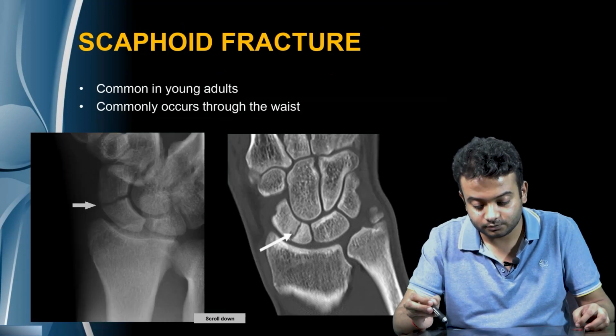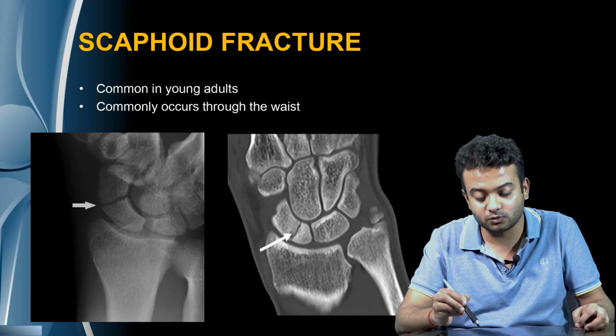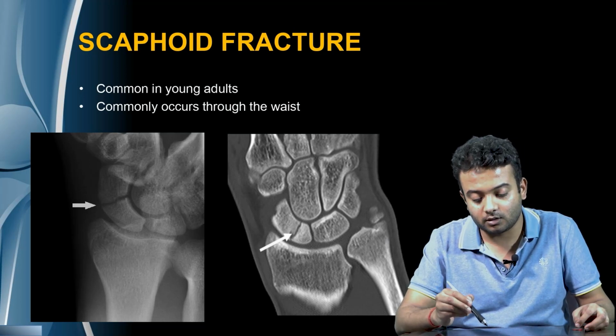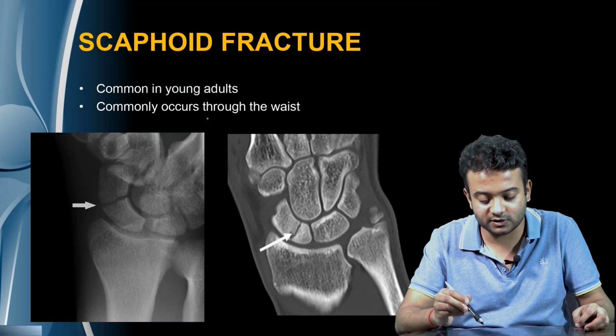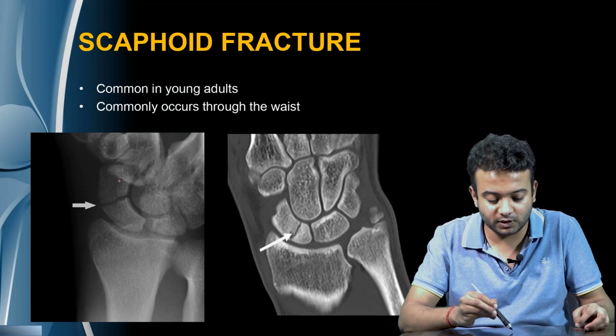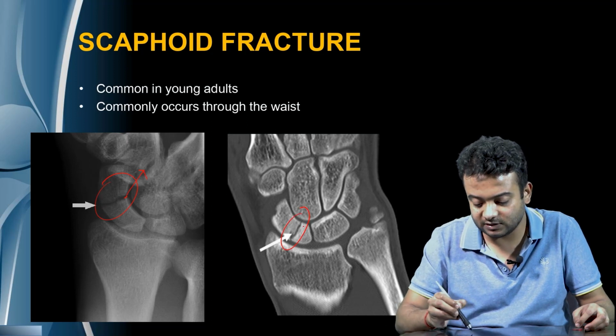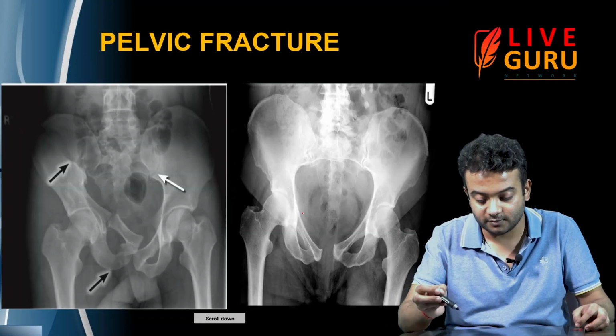Colles fracture. The next thing is the scaphoid fracture, which is common in young adults, and it's one of the most common causes of osteonecrosis of the scaphoid. Usually it occurs in young adults, and it usually occurs through the waist portion of the scaphoid. So here we can see the lucent band through the waist of the scaphoid. This is the scaphoid fracture, and you can see it even in the second image.